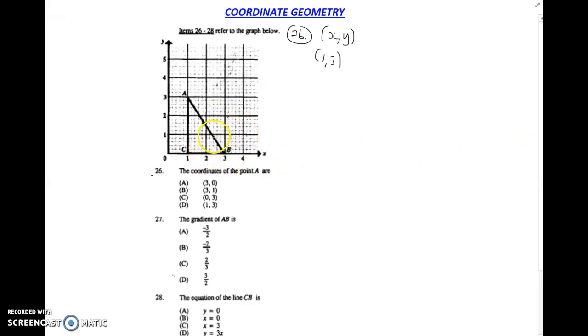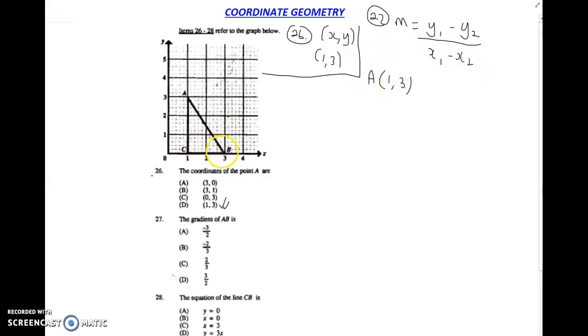Alright, so now let's just go on to number 27. The gradient of AB. Now, remember, there are two ways we can do the gradient. So let's just box off 26 here. We could do the gradient right here. So remember, gradient is y1 minus y2 over x1 minus x2. I want to find the gradient of AB. What are the coordinates of A? We just learned that, which is 1, 3.